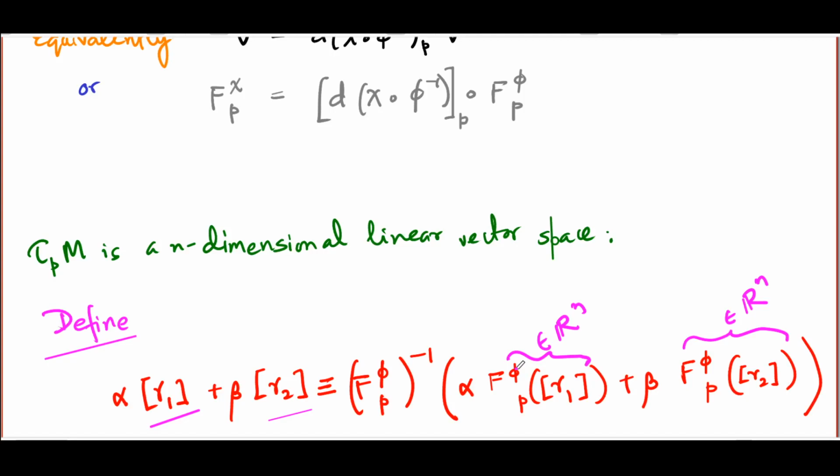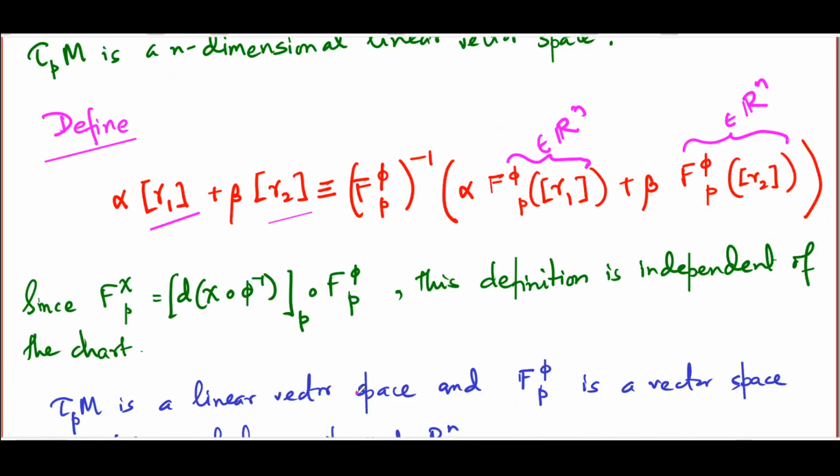Thus, whether you use f chi p or f phi p to define the linear combination, you end up with the same linear combination in both cases. So this particular definition of how to linearly combine two germs is actually independent of the chart, despite the fact that it looks very much like it could end up depending on it.